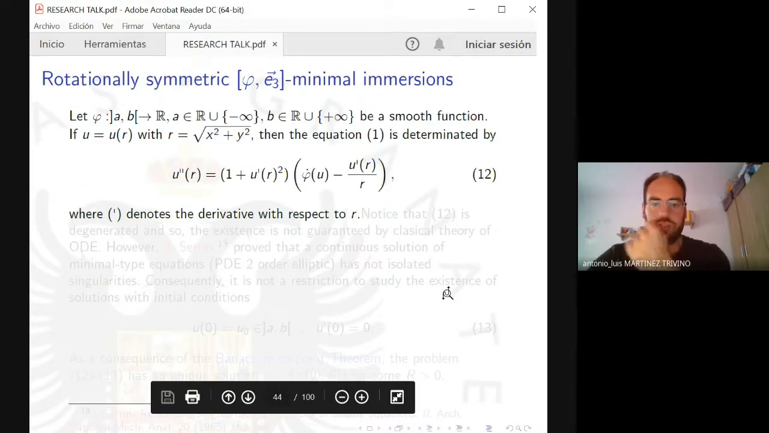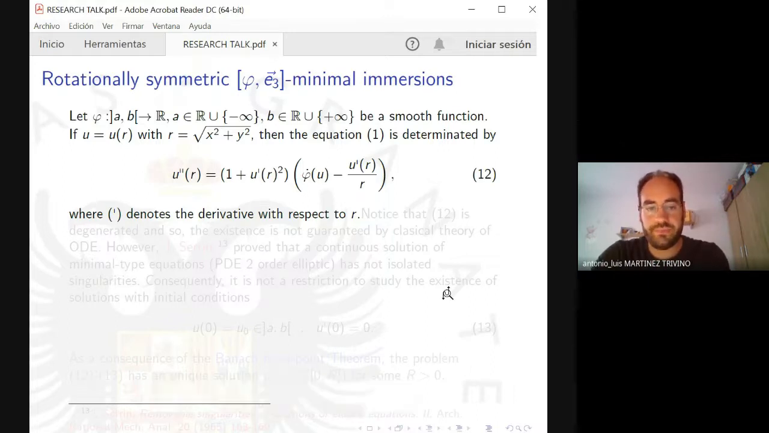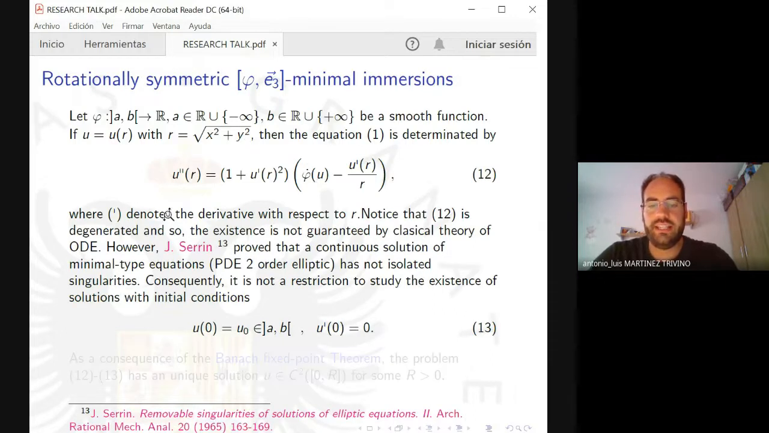Now we study the rotationally symmetric phi3 minimal immersions. In this case, the equation of phi3 minimal graphs is determined by equation 12. Notice that this equation is degenerate at the origin, so existence is not guaranteed by the classical theory of ordinary differential equations. However, Schoen proved that a continuous solution of the phi3 minimal graph equation has no isolated singularity. Consequently, it is natural to study the existence of solutions with the following initial condition.